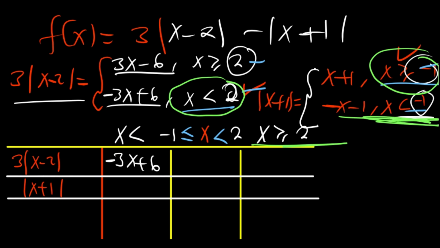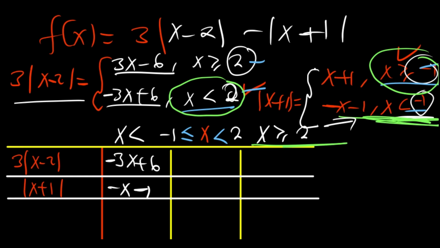Okay. Then I'll go to the next one here, which is that one. Which one is telling me that x is less than negative 1? The second one. I'll also put the second one. Negative x minus 1. Like that. I'm done.